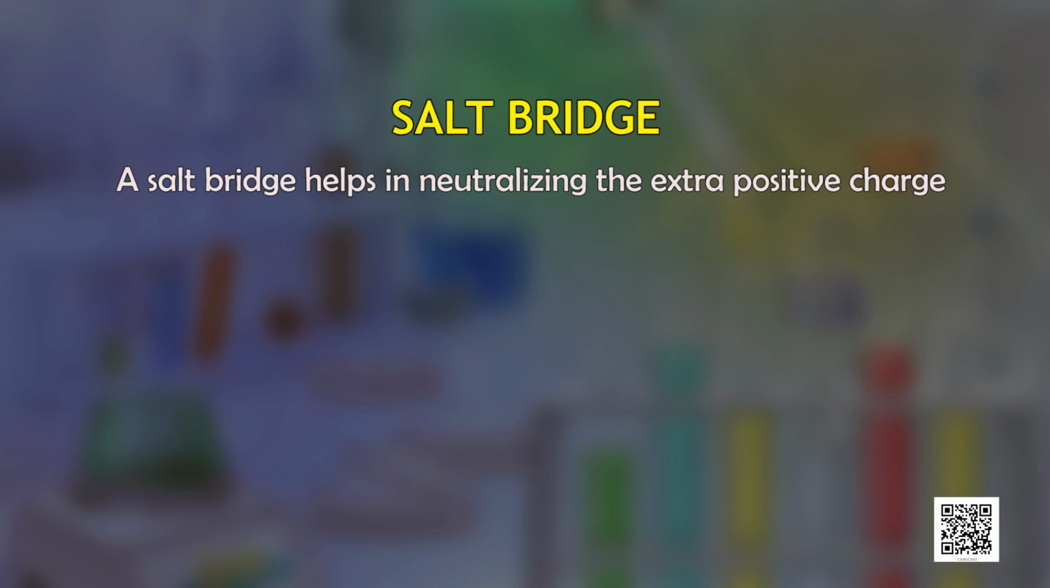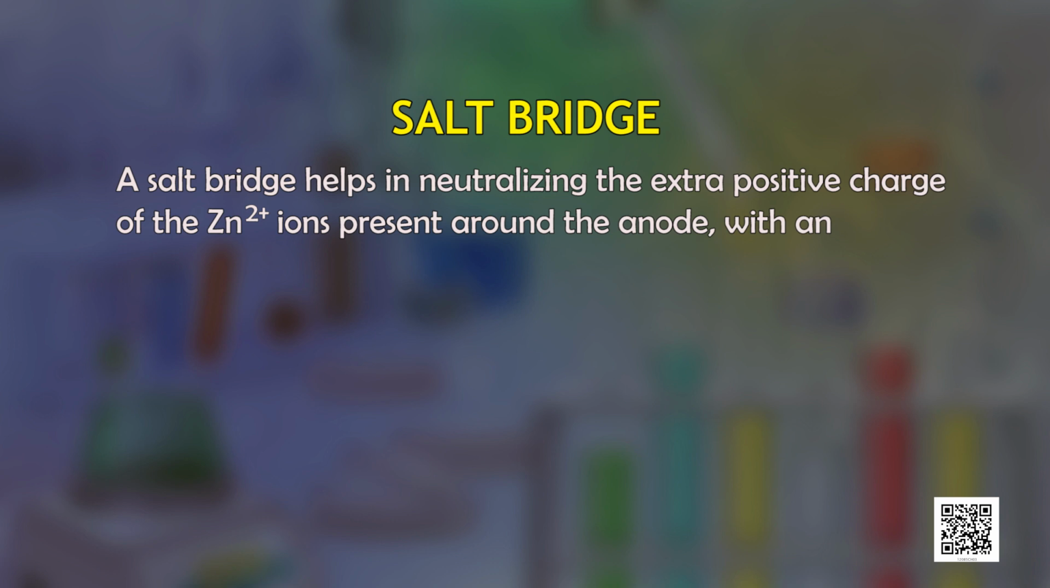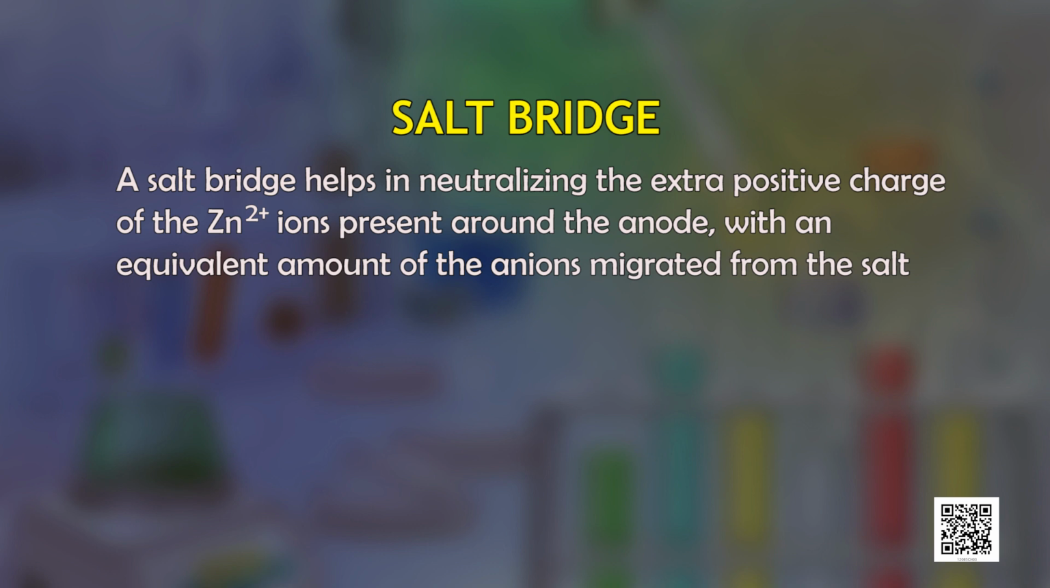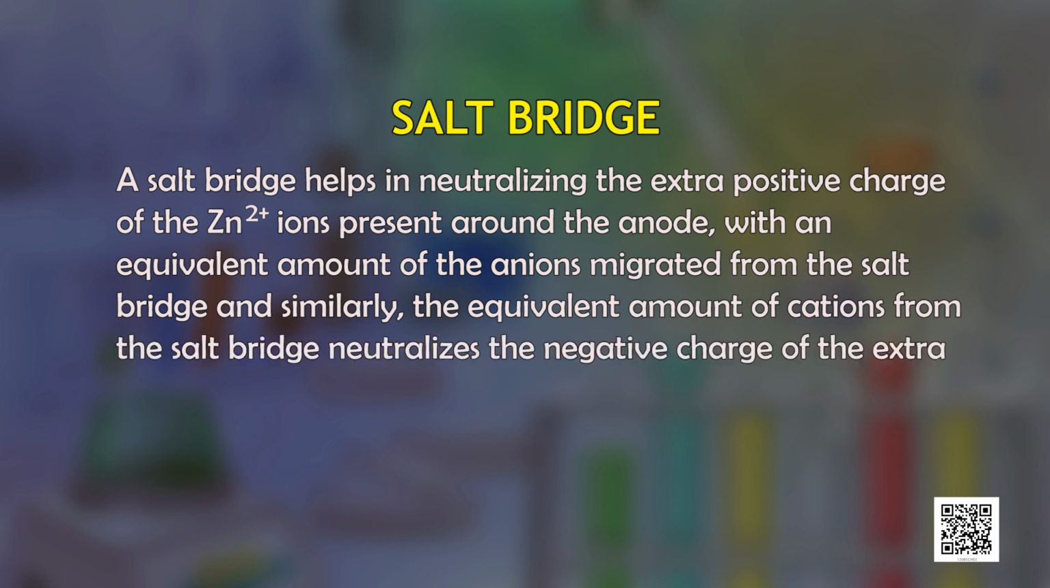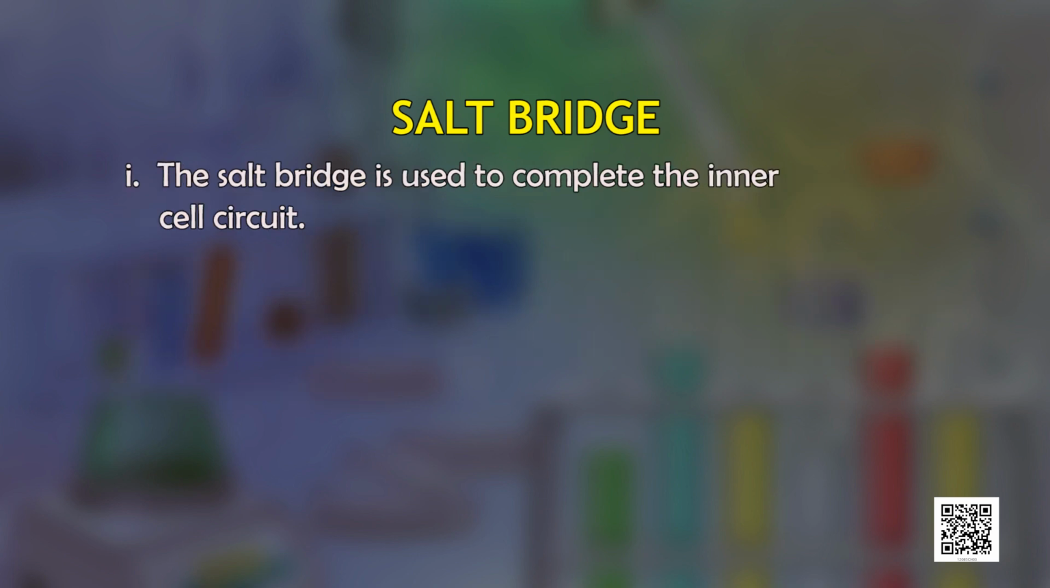A salt bridge helps in neutralizing the extra positive charge of the zinc ions present around the anode, with an equivalent amount of the anions migrated from the salt bridge, and similarly the equivalent amount of cations from the salt bridge neutralizes the negative charge of the extra sulfate ions present. Therefore, we may say that the salt bridge is used to complete the inner cell circuit.